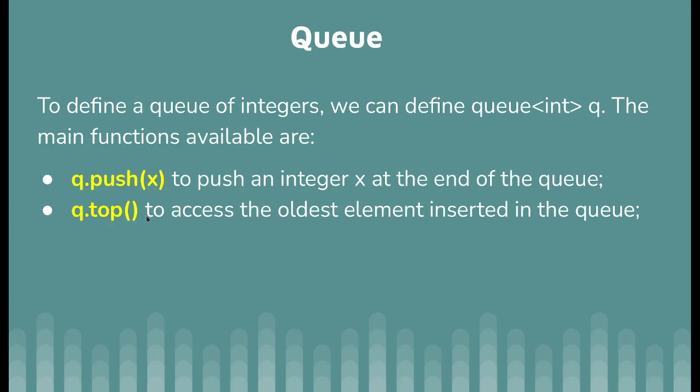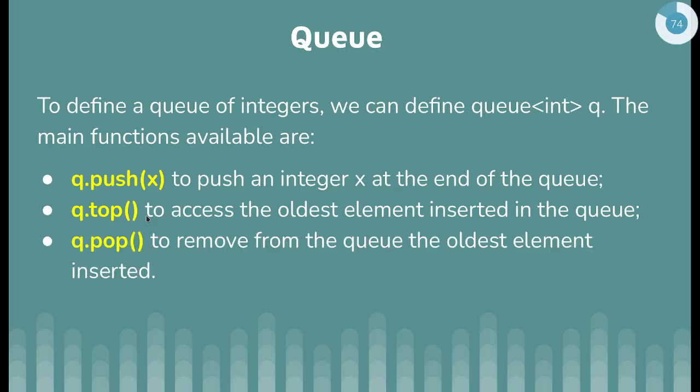So to retrieve the first element of the queue, you use queue.top. So you can retrieve the element that you put first in the queue, so the oldest in the queue. And then pop removes this element from the queue, so the queue will reduce its size by 1.